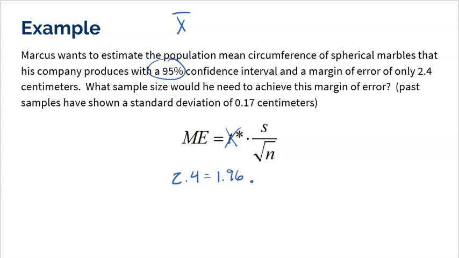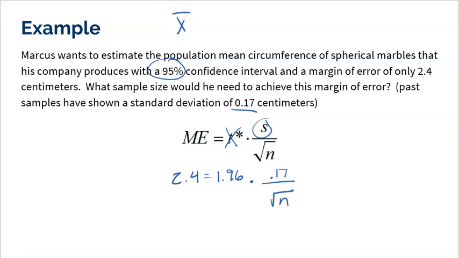All right. The other thing is I'm going to need something to put for the standard deviation. If we keep reading, it does tell us past samples have shown a standard deviation of 0.17. I'm not saying that this is going to be true for my sample, but past samples have shown that standard deviation, so I guess I'm going to have to use it. These questions are a little bit tricky, so just pay attention: the margin of error will be given to you and the level of confidence will be given to you. For the level of confidence, we're just going to have to use a Z star. And for the standard deviation, the problem is going to have to give you something.